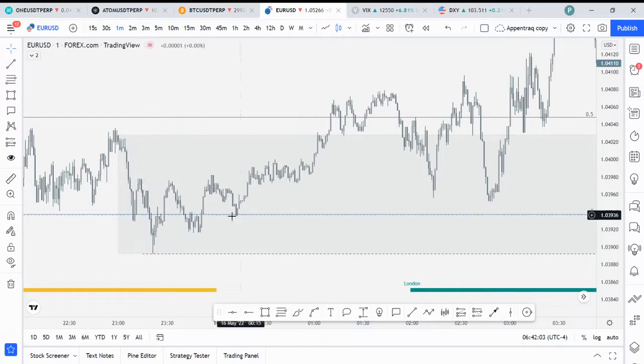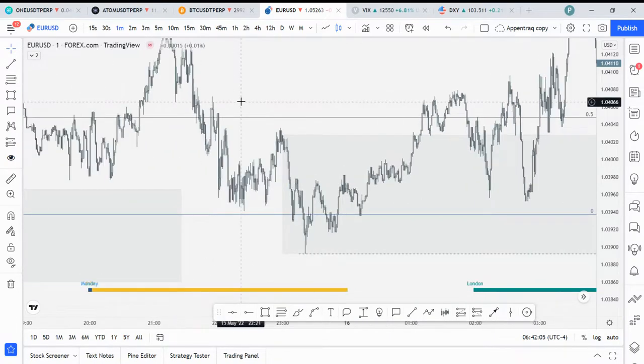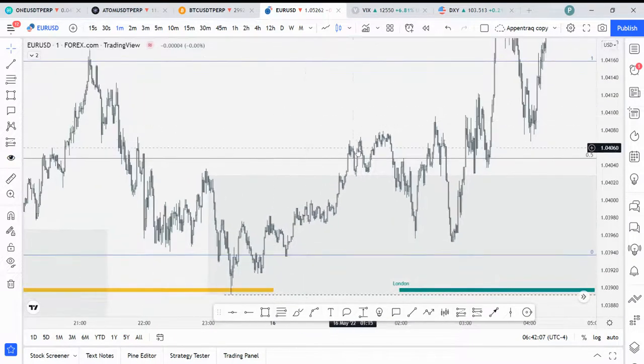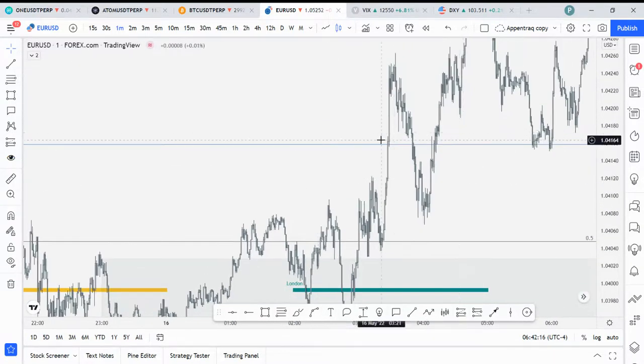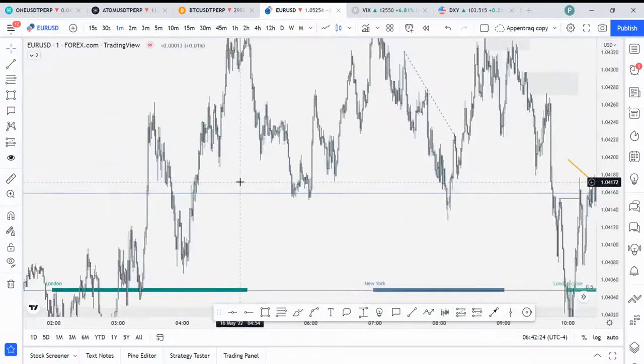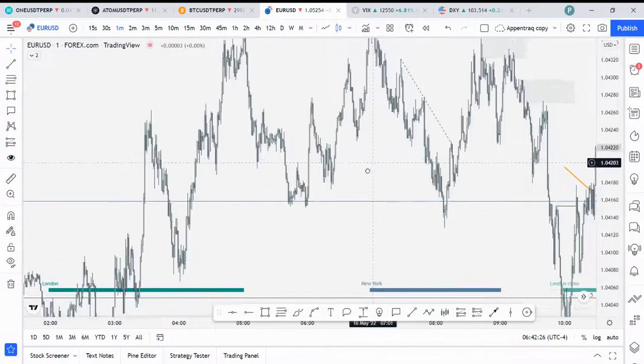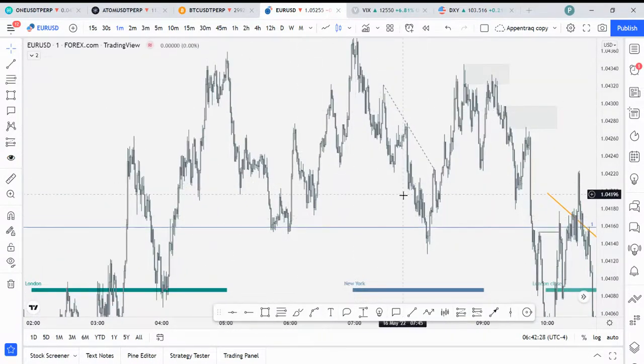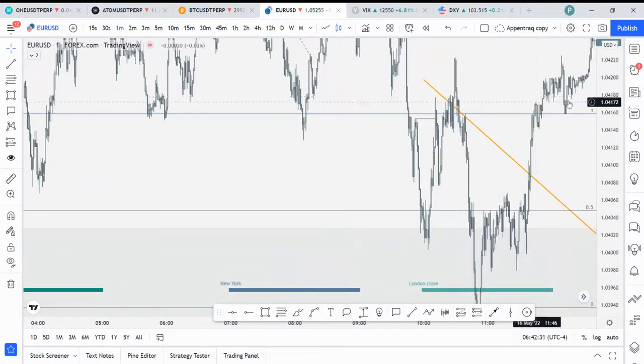So where do you target? Take profit. Maybe you can use the midline of the range, the equilibrium of the range, and then you take your profit at the high of the range. So for reversal, what you are waiting for is you want the range high to be swept. So you see the range high was swept, and then price came back again.